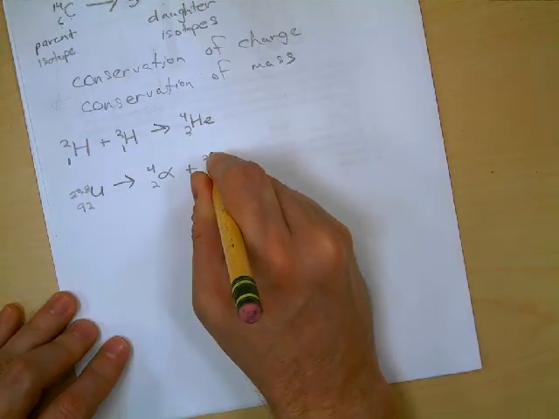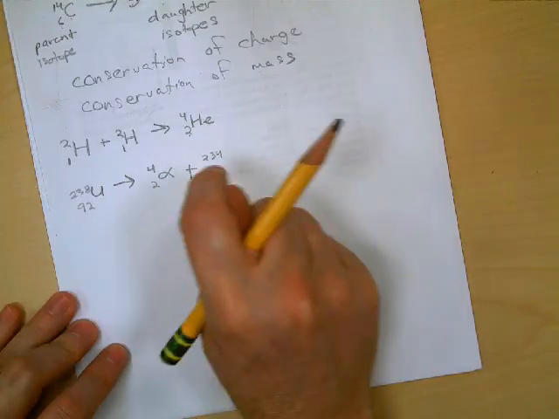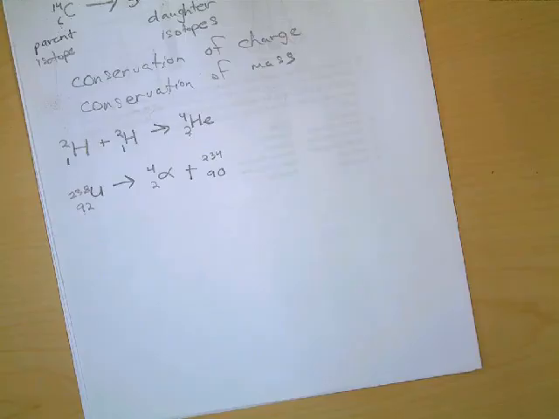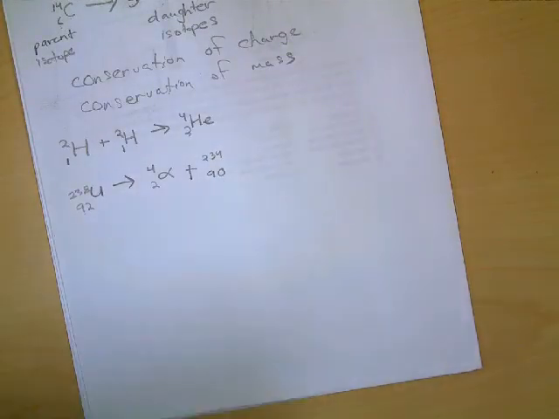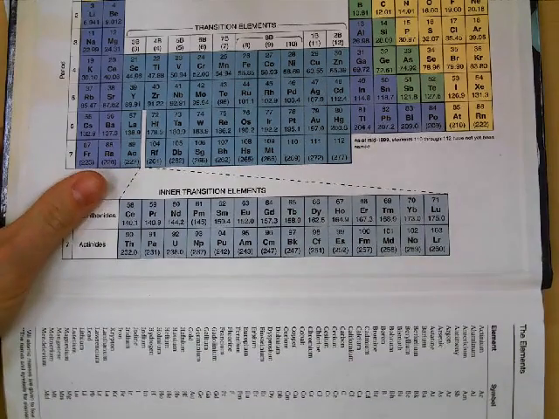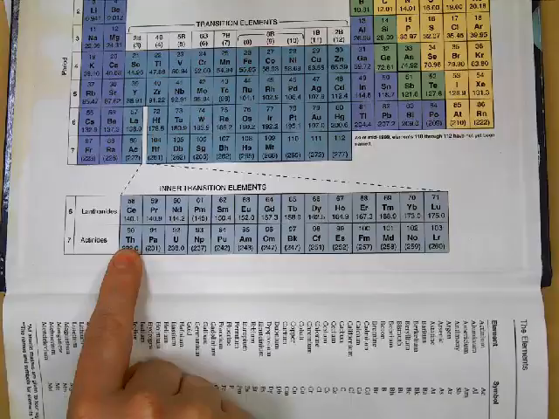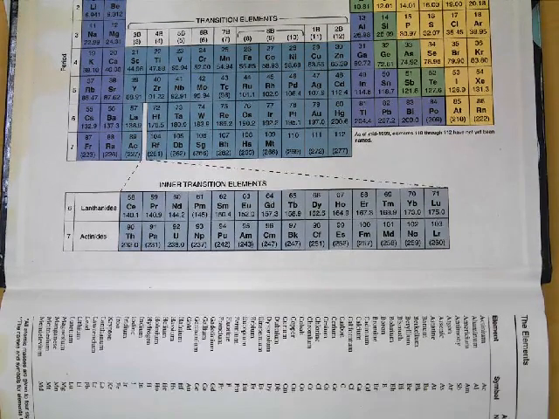What element would that be? Well, we will have to check our periodic table. The thing that tells us what we are is our number of protons. So let's look. I'm looking for number 90. And I look right there, and I see thorium is number 90. So this is an element that I would have created: thorium.